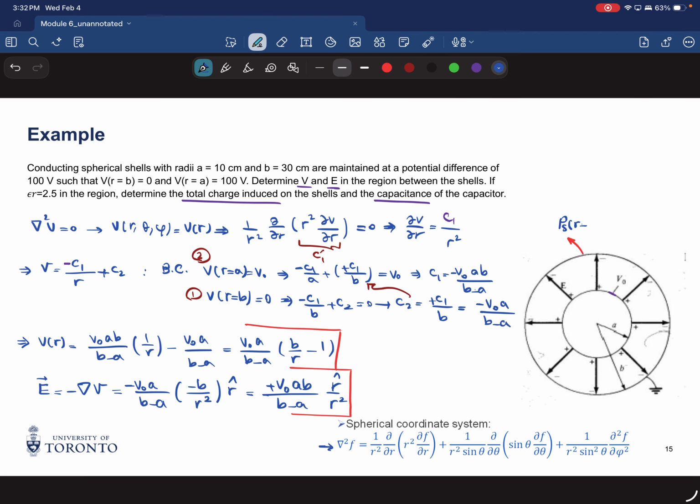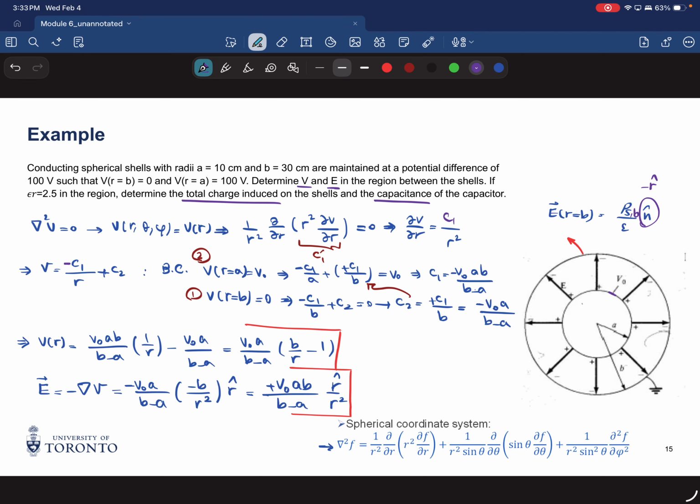But if you don't want to take the integral, then you know that rho s at r equal to b is epsilon E at r equal to b, the amplitude of it. Let me write it the other way so it's not confusing. So E at R equal to B is rho S over epsilon n hat. And n hat is minus r hat direction. So that would give us rho S at point B.